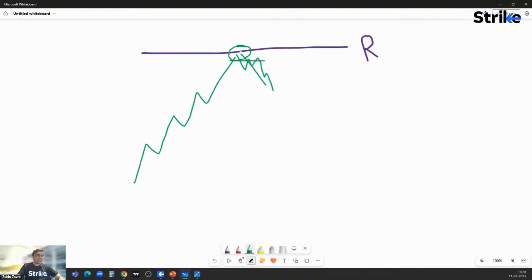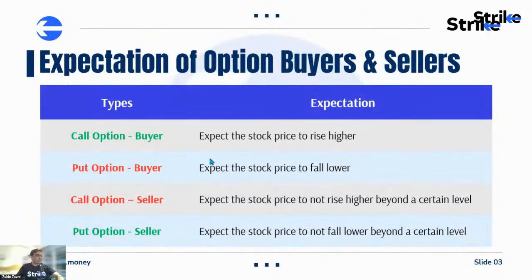So in this case, if we have a view that we don't know whether the market will go down or not, but we know that the market will not go up beyond a particular point, at that time we can sell a call. Selling a call means we expect the stock price to not rise higher beyond a certain level. Similarly, when will we sell a put? When we expect that the stock price will not fall lower beyond a certain level.